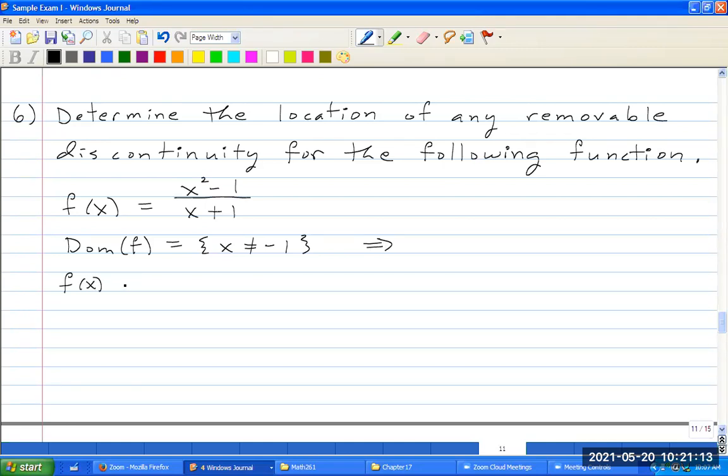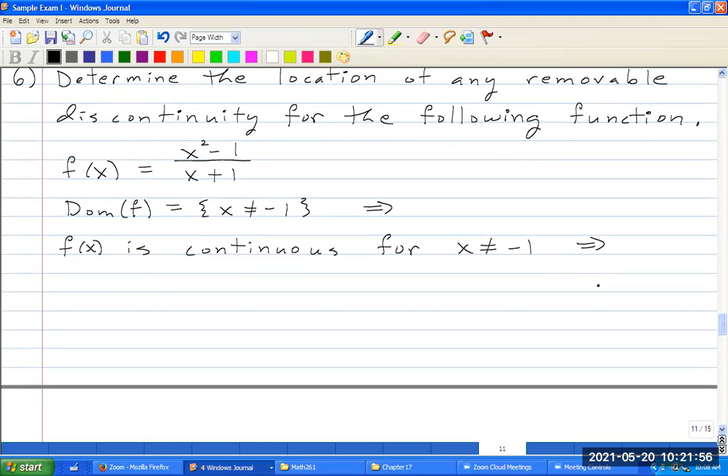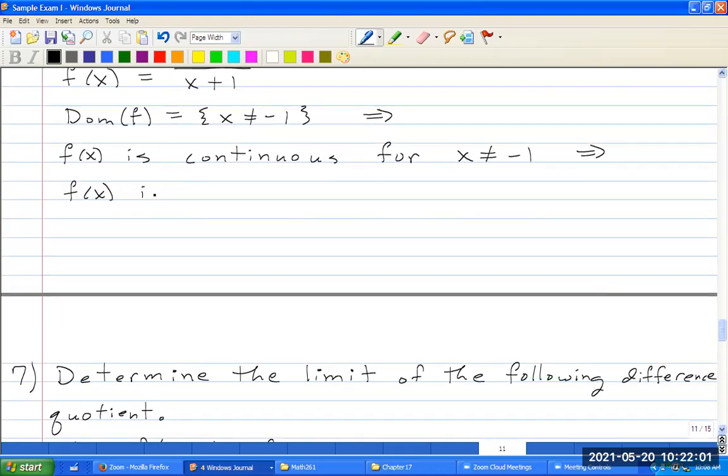Therefore, f is continuous for all x's except, possibly, for x equaling -1. Well, if you plug in -1, you're dividing by 0. So the function doesn't exist there, and so it's certainly not continuous there. So let's check if the limit exists. If the limit exists, then we have a removable discontinuity. So I should probably say that f is not continuous when x is equal to -1, because it doesn't exist when x is -1.